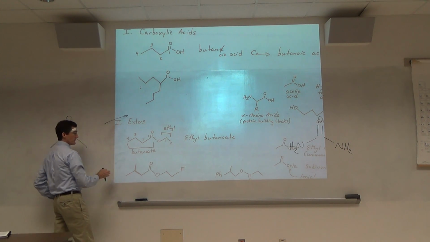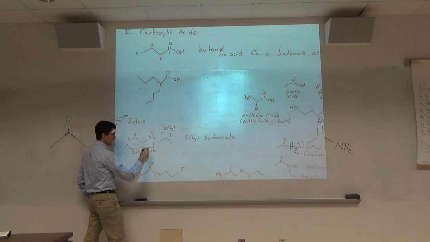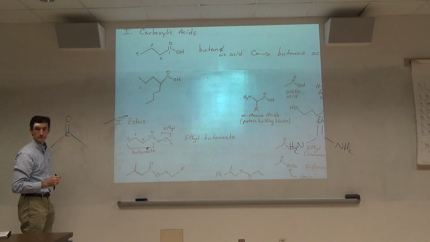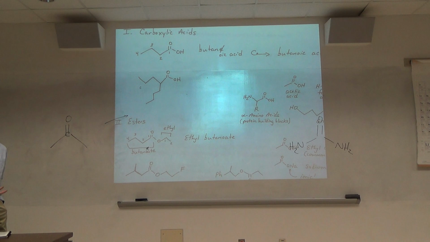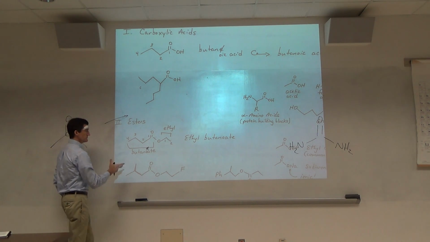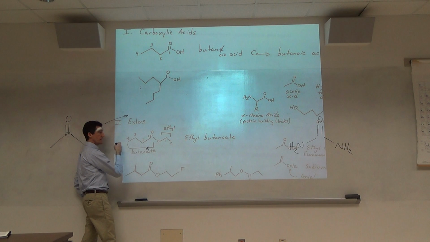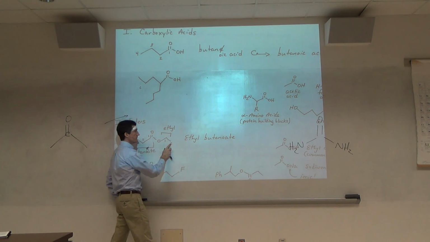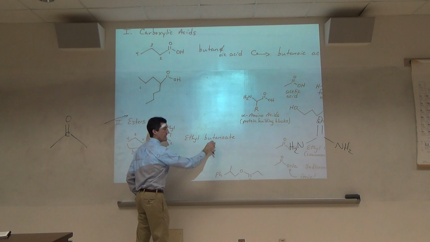So what are we doing here? We're replacing the E of butane with OATE. Hexanoate. Octanoate. The one position is your carbonyl going that way. Then you say, what's the R group on the oxygen? That's an ethyl. So the name of this is ethyl butanoate.